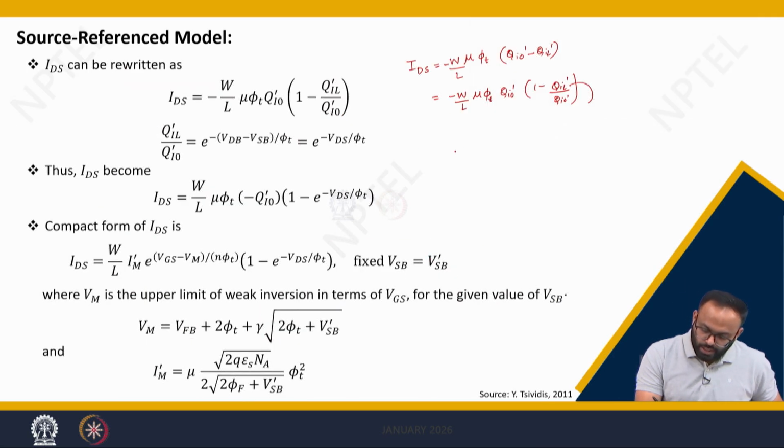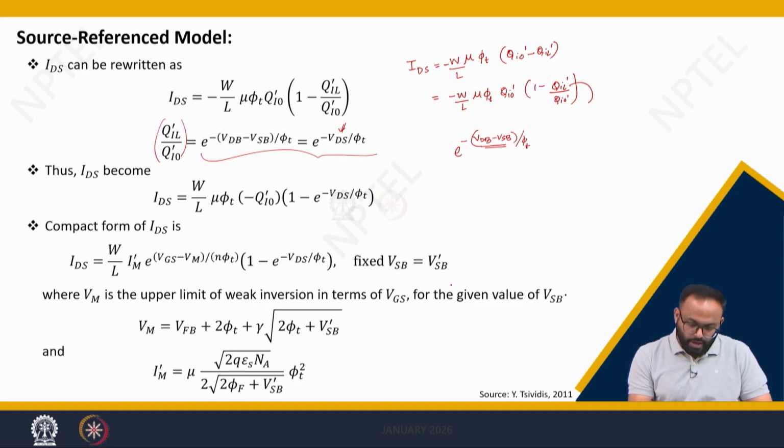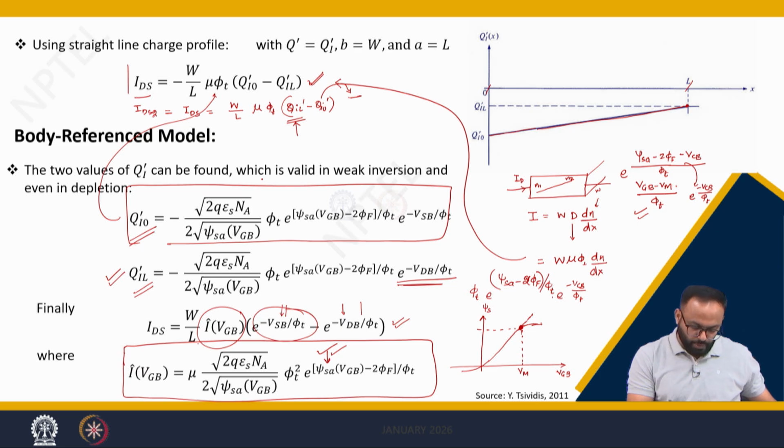So ultimately you will be left with e to the power of minus Vdb minus Vsb divided by phi t, and this can be written as e to the power of minus Vds by phi t. So this term can be replaced as e to the power of minus Vds by phi t. We will put back this equation in here. We will get IDS equals W by L into mu into phi t. Now minus of Q naught dash, again you can take it from here, and this minus sign and that minus sign will be plus.